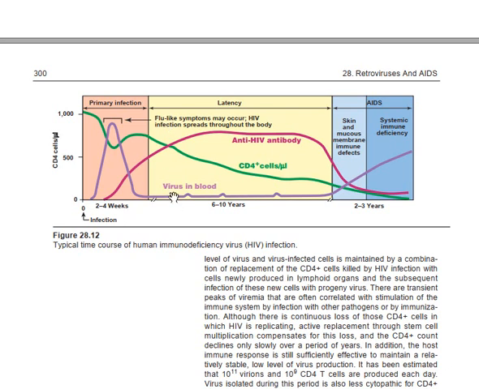Because if you can see, you have nothing in the viral load, but you can only have the anti-HIV antibody. But later on, when it wants to occur, you have a low level of anti-HIV antibodies, and then the viral load increases, and the CD4 count is also reducing.